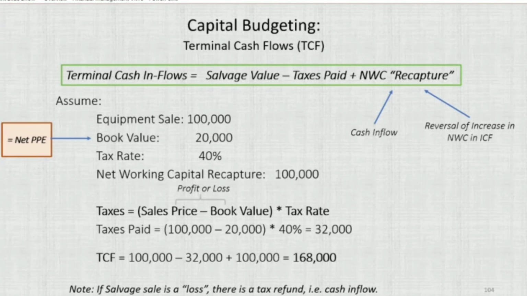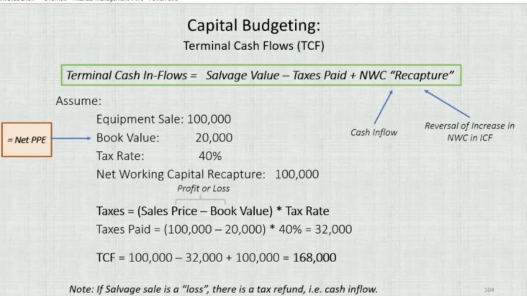So what is terminal cash flow? It's a $100,000 salvage value minus the $32,000 of taxes paid plus the $100,000 net working capital recapture, which gives us a terminal cash flow of $168,000. Now notice if the sales price had been less than the book value, then there'd be a loss and the corporation would get a tax refund, and that would have been a cash inflow.